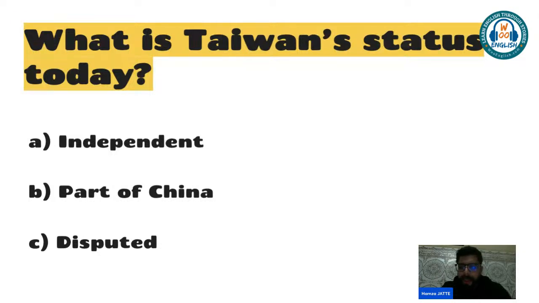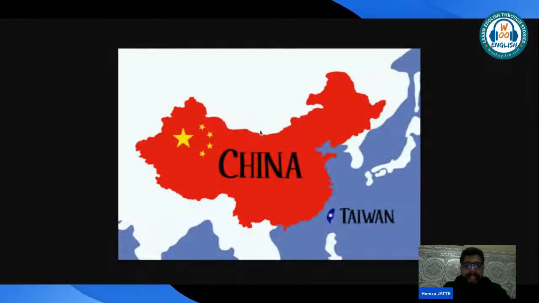So I want to show you a quick map so that you can understand what we are talking about today. Because today, the whole listening activity will actually be about the Taiwanese conflict. So this is China, this is mainland China, and this is Taiwan. It's a small island situated in the southeast of China.